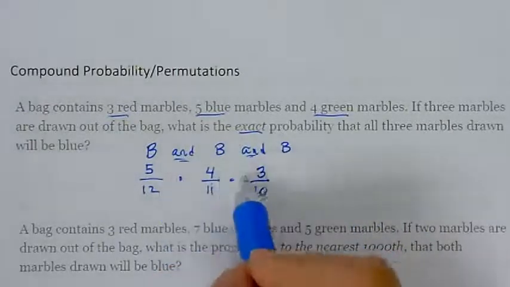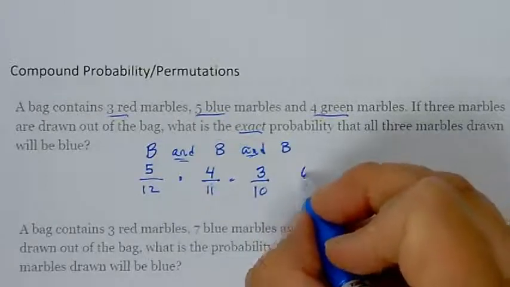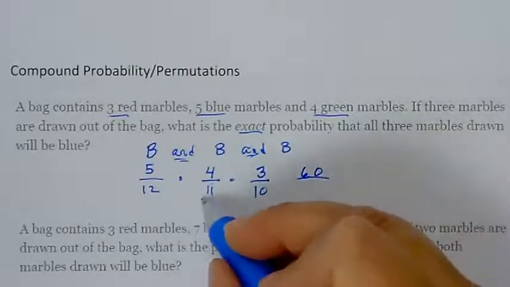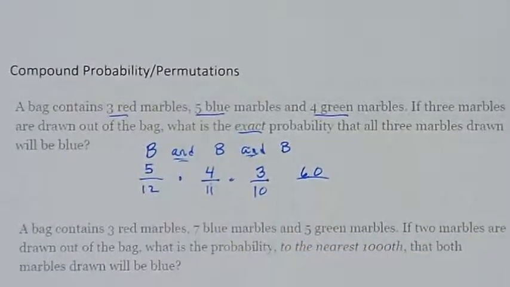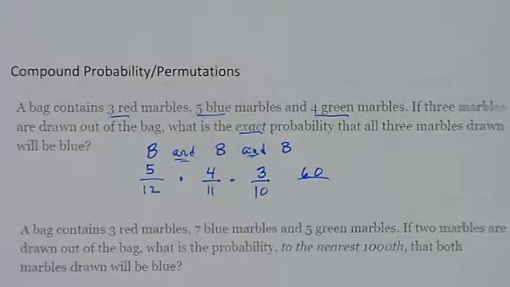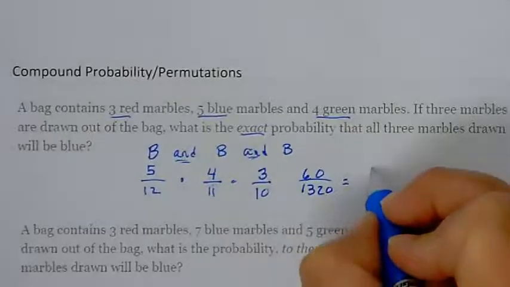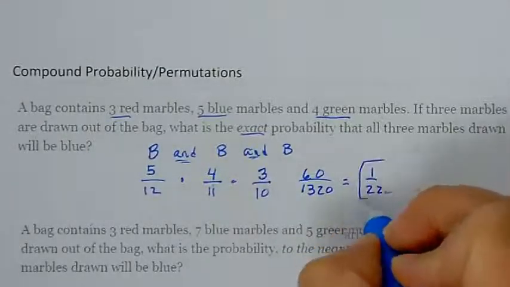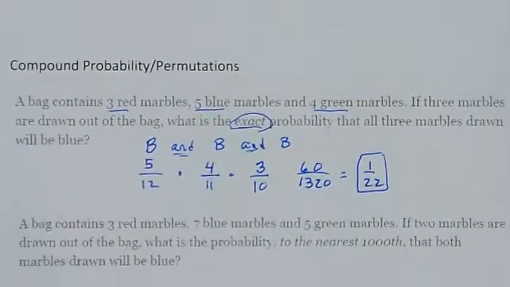So when I multiply these together, I get 20 times 3, which is 60. And on the bottom, I'll have to use my calculator. 12 times 11 times 10. I would probably actually reduce before I got that number. It is 1320. And then that reduces to 1 over 22. And so since this problem asks for the exact probability, I'm going to leave it just like that.